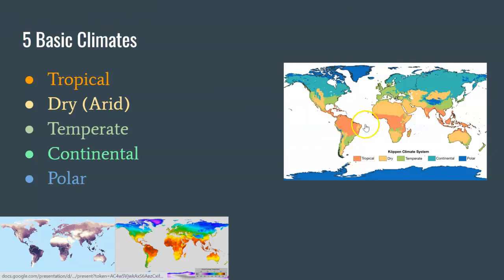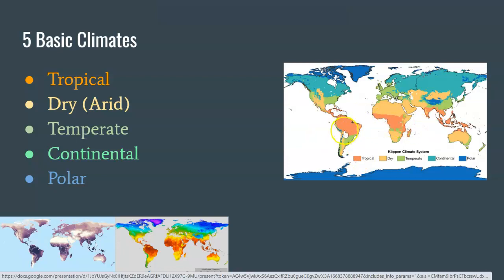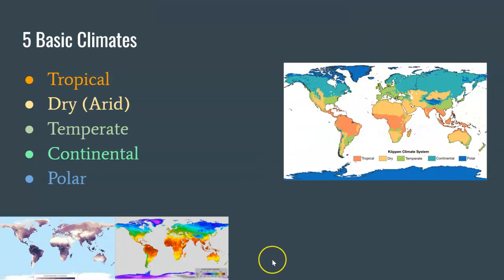They are tropical, which is kind of this peachy red, dry, which is kind of a goldy color, temperate, which is the green, and you see them here and then down here, continental, which is the lighter blue, and then polar, which is the darker blue. So down here in Antarctica and here in Greenland. So those are just the 5 basics. We're going to go into more detail on them in just a few minutes.